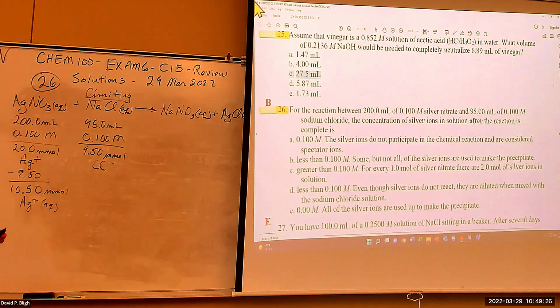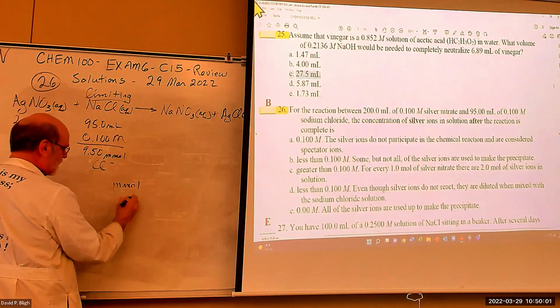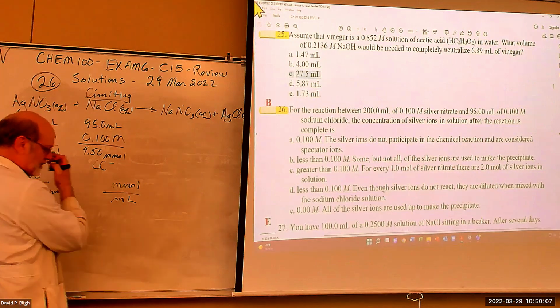Now, what's the question? The concentration of silver ions in solution after the reaction is complete is greater than, less than, or equal to 0.1 molar. So how do we calculate molarity here? Millimoles divided by milliliters is molarity. Let me prove it to you. If we do millimoles divided by milliliters, take the milli out.